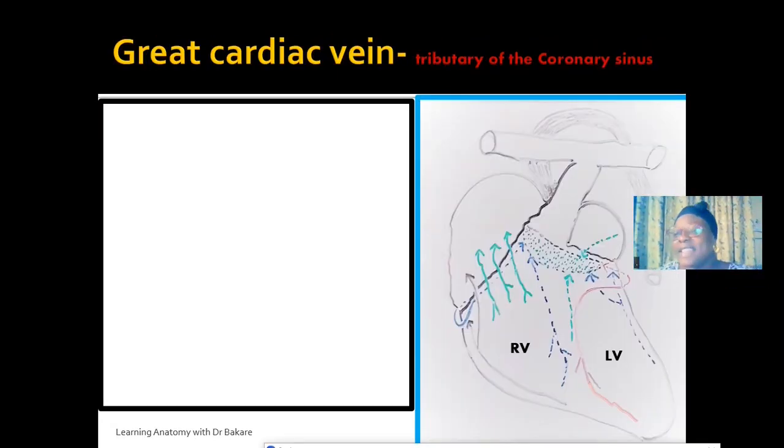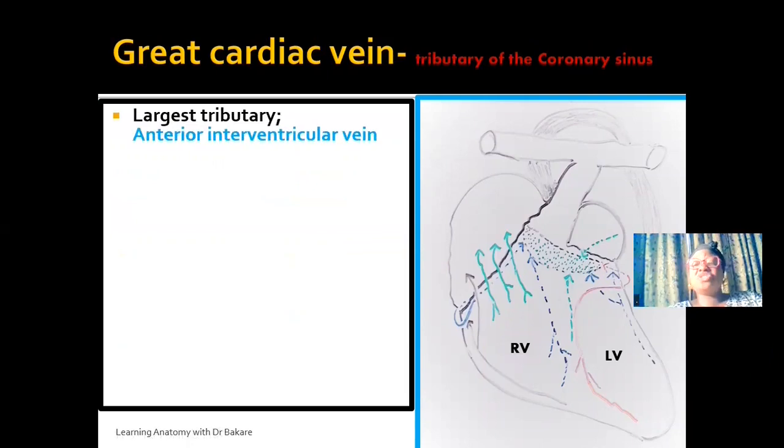Let's look at the great cardiac vein. It's one of the tributaries of the coronary sinus, and it is the largest tributary of the coronary sinus. From the name, great cardiac vein, it means it is large. And this is the anterior interventricular vein. This is the great cardiac vein or the anterior interventricular vein. From the name, it means it is in the anterior part and also located within the interventricular groove.